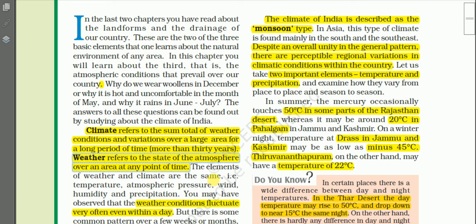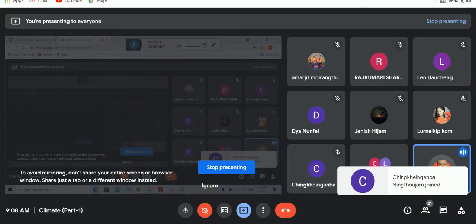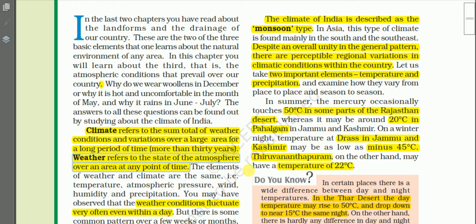So what is the time now? Now it is around 9 a.m. So at this time, what is the condition of the atmosphere? In our place it is raining. So this is the condition of the atmosphere, and it is known as weather. What is the temperature now? For example, let us say it is 27 degrees Celsius now. So this is the condition of the atmosphere, and we call it weather.